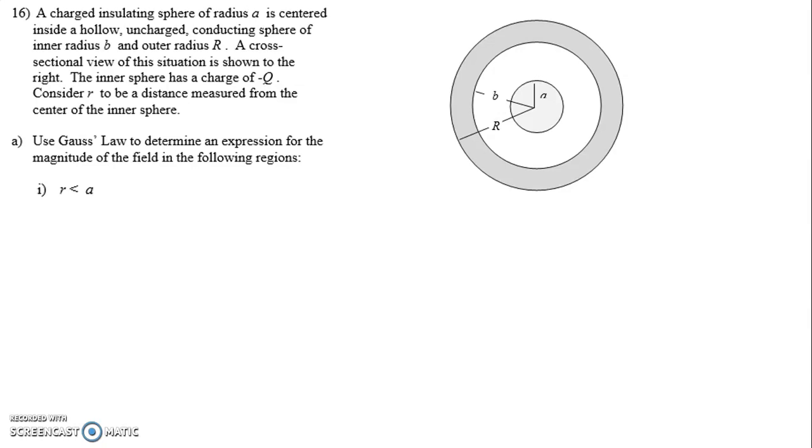All right, so we're broken into different regions. First one is r is less than a, so we know we're using Gauss's law, one, because it's got a spherical symmetry, even though we're looking at a circular cross-section, but also because it says to use Gauss's law. So we write Gauss's law: the integral of E dot dA equals the charge enclosed over epsilon naught.